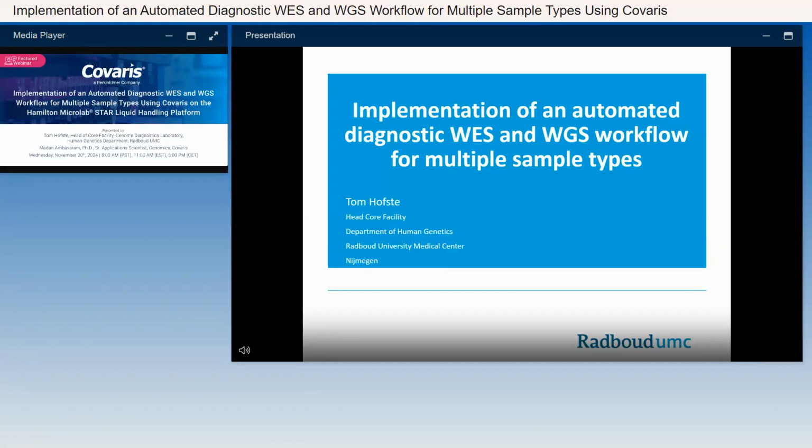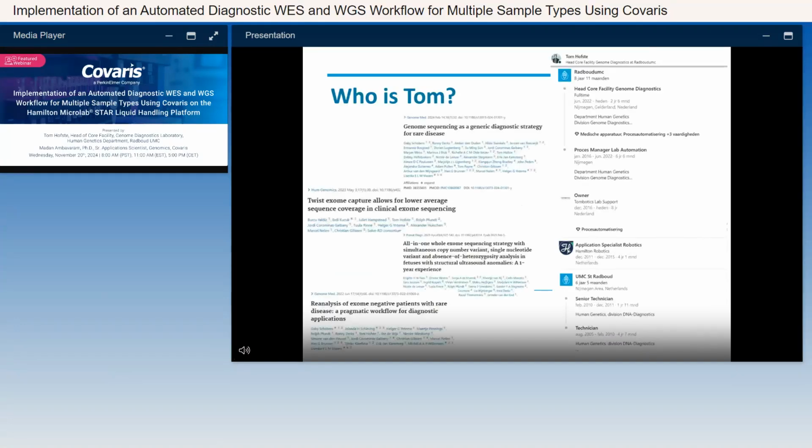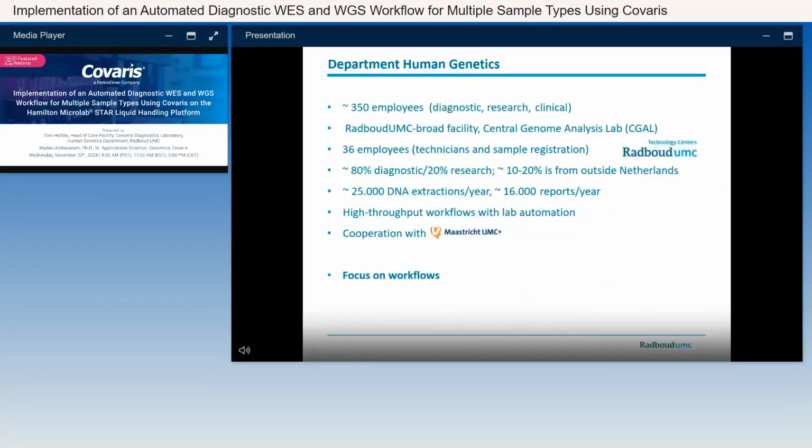My presentation will go on with the implementation of an automated diagnostic exome and whole genome workflow for multiple sample types. My name is Tom Hofste, and I have worked for several years at the Radboud UMC as head of the core facility at the Genome Diagnostics, and I have worked all these years in this department. I started as a technician. I have a lot of knowledge about lab automation and experience, and I want to walk through this presentation with you together, how we set up our workflows.